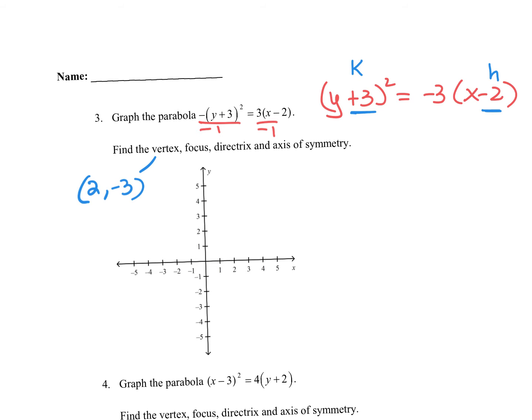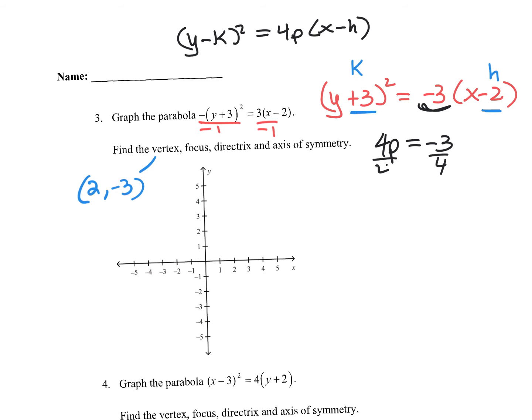For my directrix and my focus, I need to find the p-value. Remember, this is of this form: (y - k) squared equals 4p(x - h). So 4p is going to be set equal to -3. I'm going to go ahead and divide both sides by 4, and p is equal to -3/4.